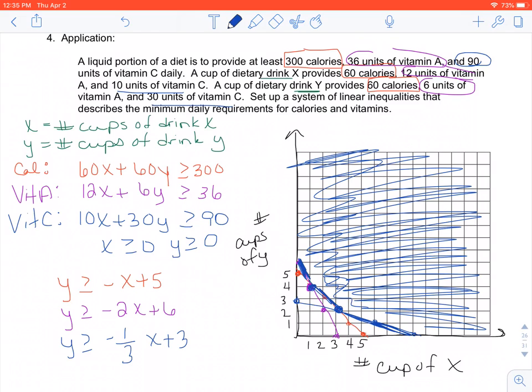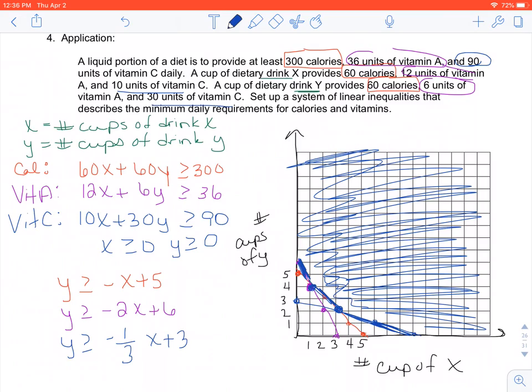So it says that we want to see the number of cups that we would have to drink of this liquid portion of our diet. And that's the minimum requirement. So anything in the shaded area would be the number of drinks that we could have of each cup of this dietary portion of our diet. Sometimes these questions might ask us actually to solve for a specific requirement. Other times it might just say give a couple of different options. So anything in the shaded region would be an option. So that's one application problem that we're going to look at.